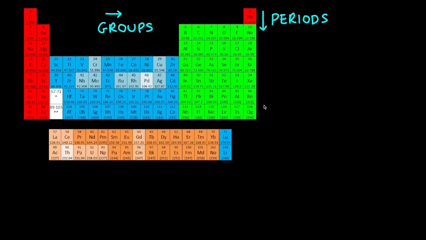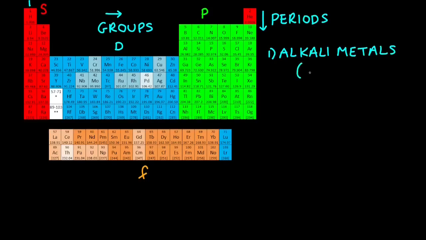And the periodic table is color-coded in different ways. So here, for example, we have the S, P, D, and F block elements. Now group 1 is known as the alkali metals, not including hydrogen gas. So these metals react with water to produce a strong base, or an alkali.